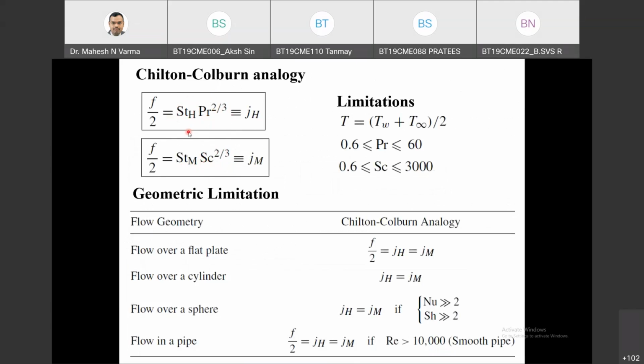What is the Stanton number for heat transfer? Here, roll number 33. What is the Stanton number for heat transfer? Vikram.